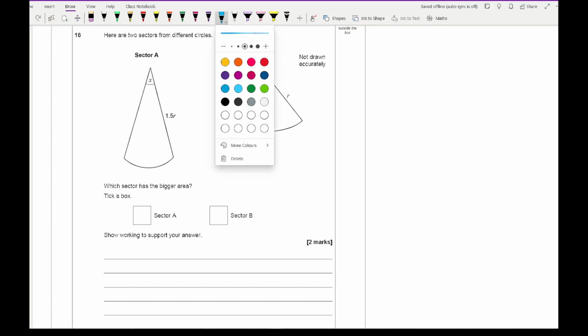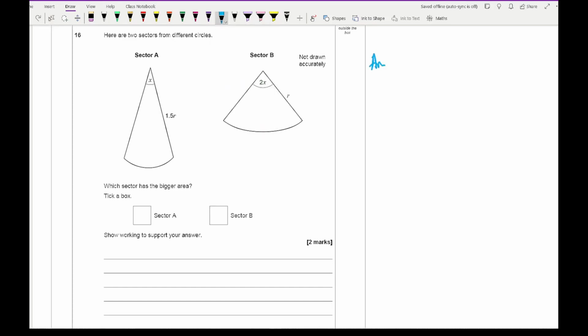Now for sector area, the area of a sector formula is theta divided by 360 multiplied by pi r squared. So what I need to do is substitute these. Here I've got that theta equals 2x and r equals r, and in sector A I've got that theta equals x and r equals 1.5r. And again, looking at this one, let's look at sector A.